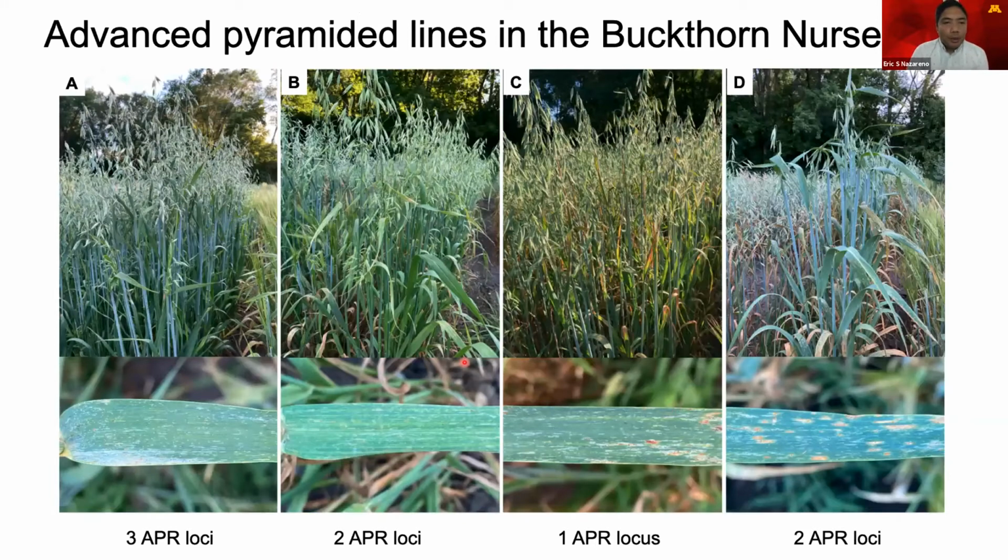Here I'm showing you the phenotypes of the advanced lines that we have in the Bacter nursery last year. Here is a line with 3 APR loci. This one has 2 APR loci. This one has 1, and this one has 2 APR loci. Again, the type of the phenotype will depend on the type of QTL that the line possesses, but they're all pretty resistant in the Bacter nursery.